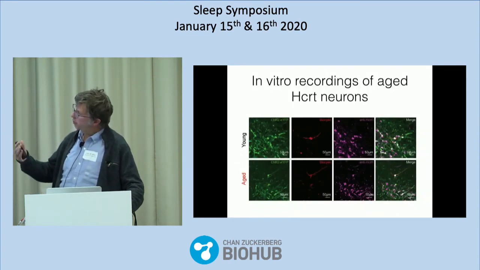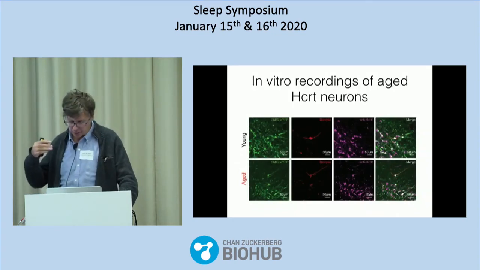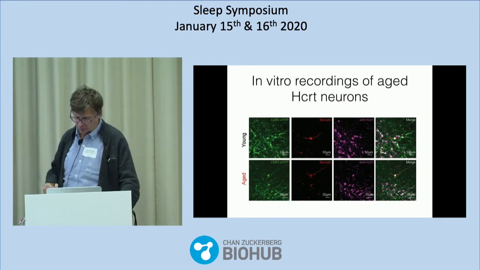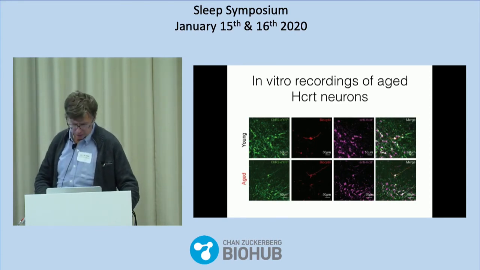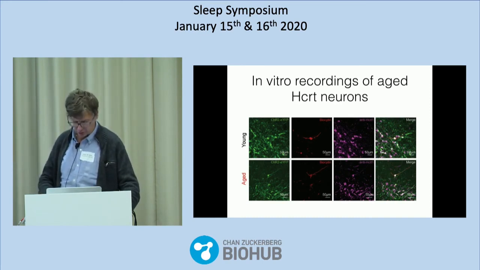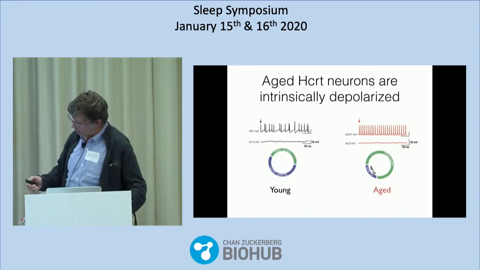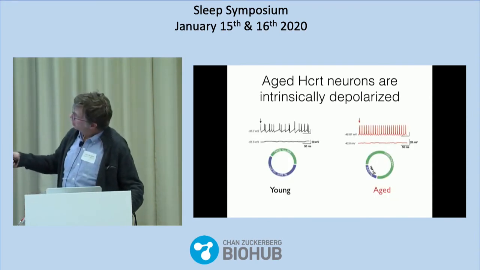And we also explored the possibility that aging increased the intrinsic properties of hypocretin cells. And so we recorded these cells in slices, young and aged mice. This is not easy, but it took a while, but we succeeded finally. And this is what we found.